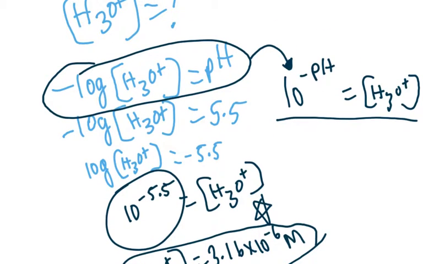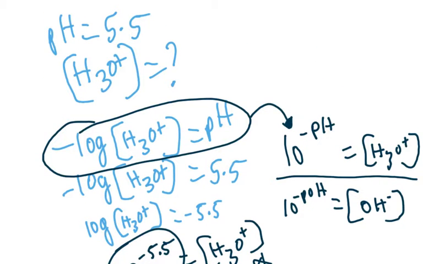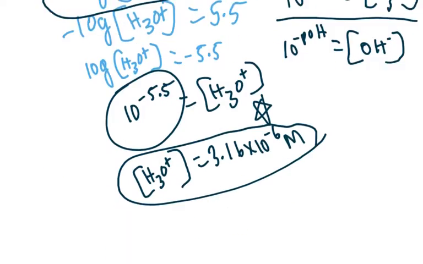So if 10 to the negative pH is equal to H3O+, we also have an equation that's 10 to the negative pOH equals the OH minus concentration, right? And let's see how that works. So let's change this example: what if the pOH is 5.5? What's the OH concentration? What if someone gives you that?